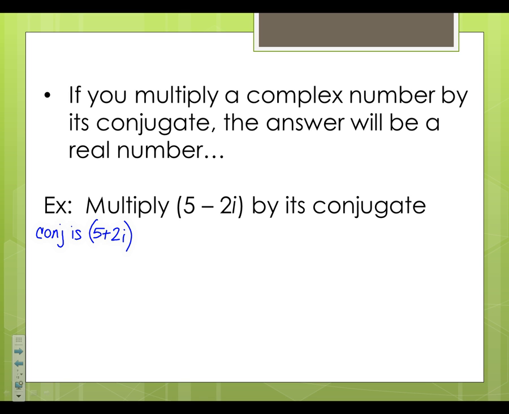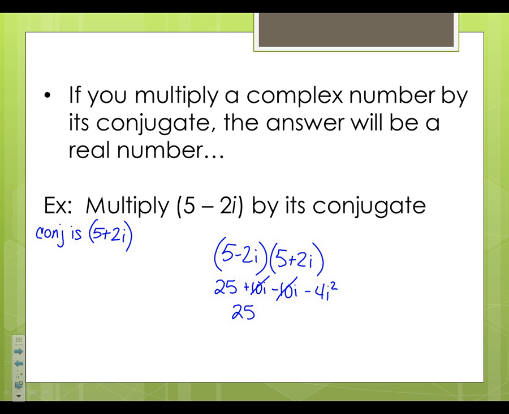Okay, if we multiply those two together, again, they're binomials. You're going to have to use FOIL. We start with 5 times 5. Outside is a positive 10i. Inside is a negative 10i. And the last one's going to be a negative 4i squared. Now you can see how the inside and outside are going to cancel each other out.